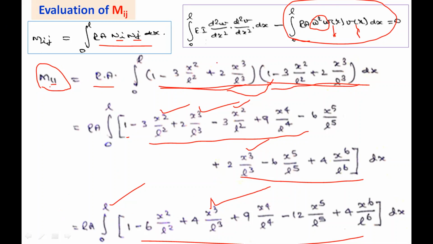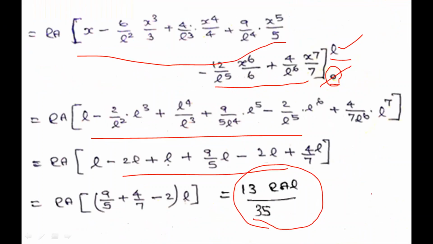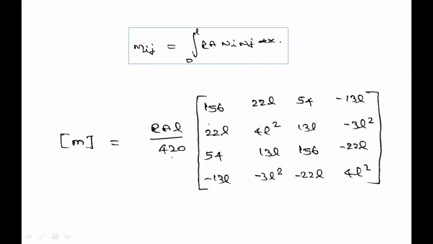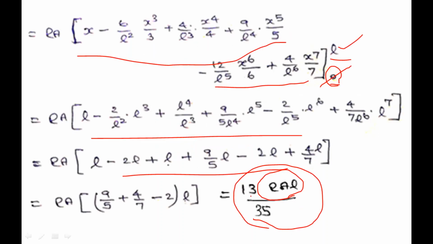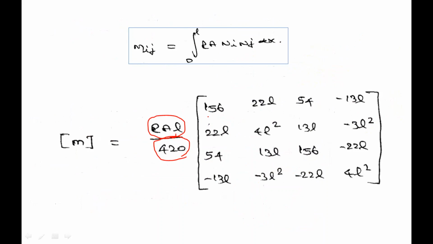After finding the 16 elements, we can take the common terms outside. The common terms are rho AL and some constant. I will show the next slide. The mass matrix will be like this. After getting all the 16 elements, the common term rho AL is in the numerator, and in the denominator we take 420 as the common term. Because 420 is taken outside, here this 13 will become 156.